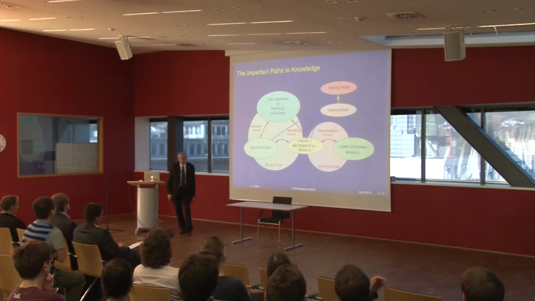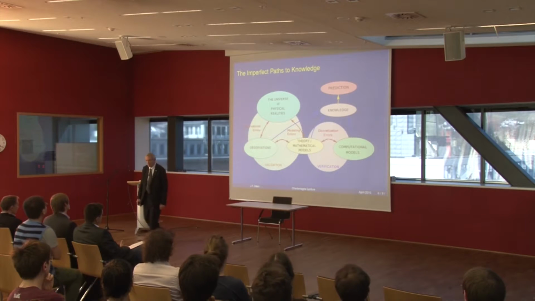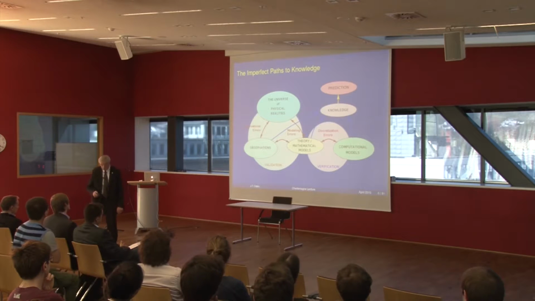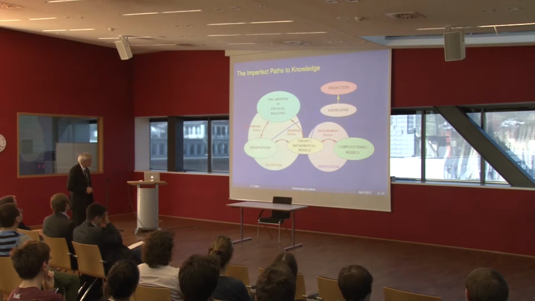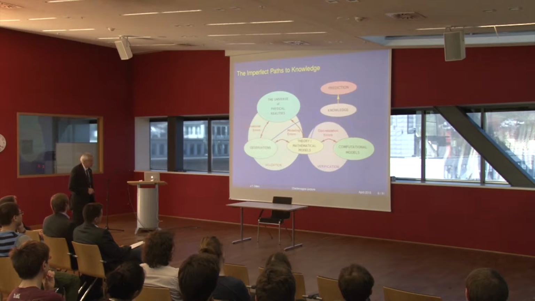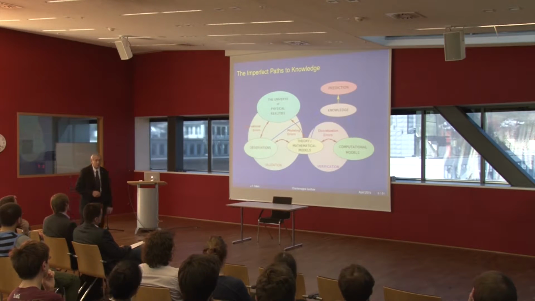Some of you have seen this cartoon before. I think it illustrates what I call the imperfect paths to knowledge. We want knowledge because we're going to do predictions. And how do we get knowledge? Well, I said we have observations, we have theory and mathematical models, and we corrupt the models into computational models to acquire knowledge. In every step, we face uncertainties.